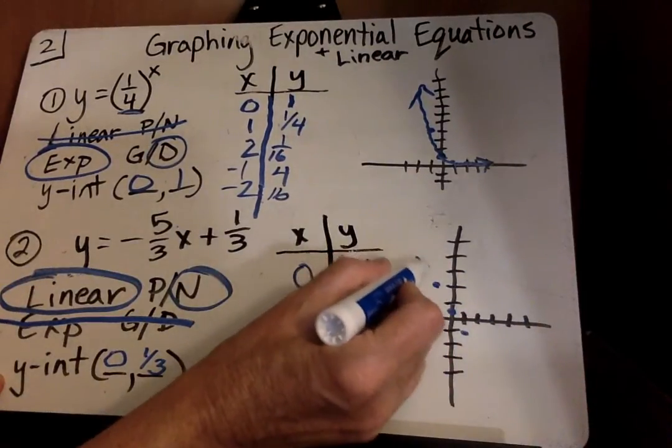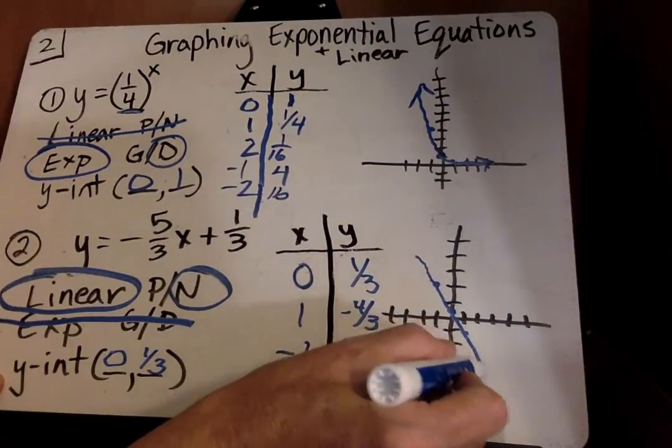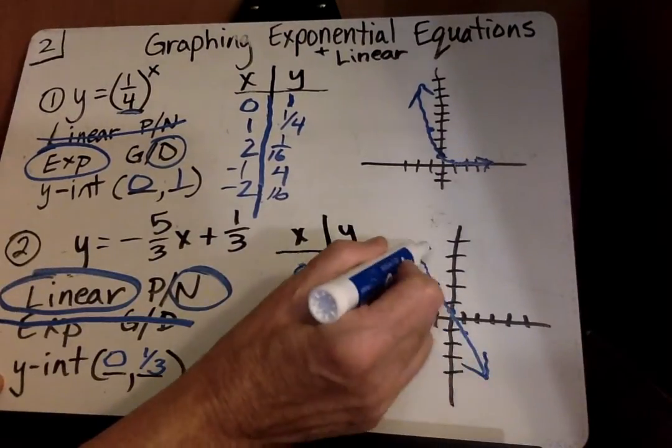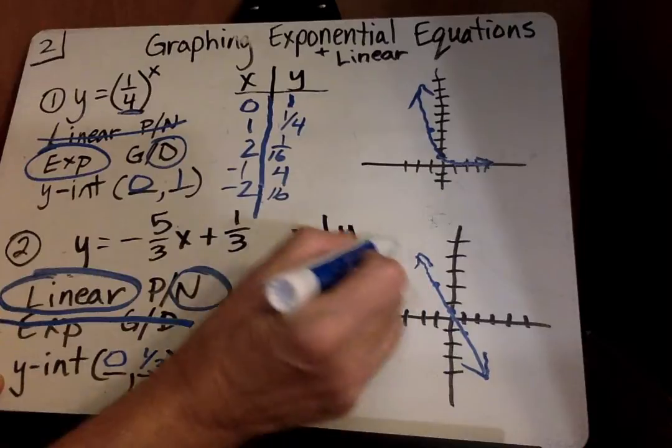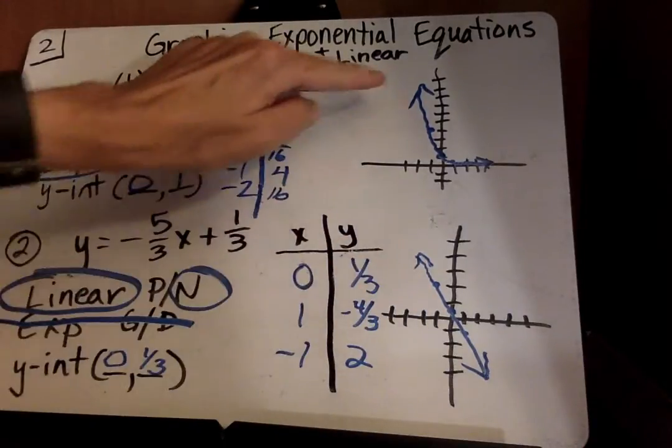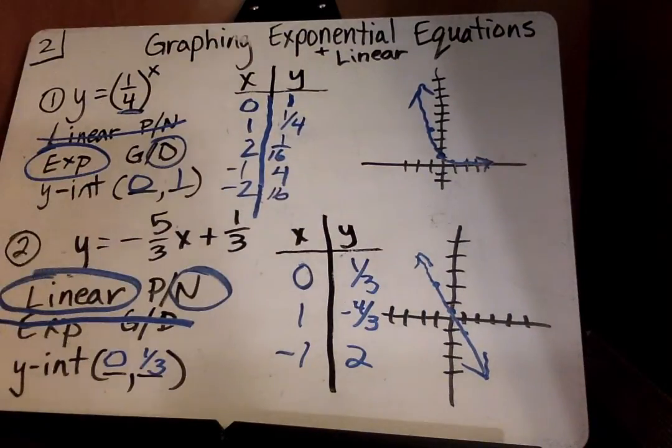So then I connect the 3 points. Make sure you put arrows at the ends of your line. So here's this line, and there's that line, making sure you put arrows at the end. Okay? All right, we'll go on to the next one.